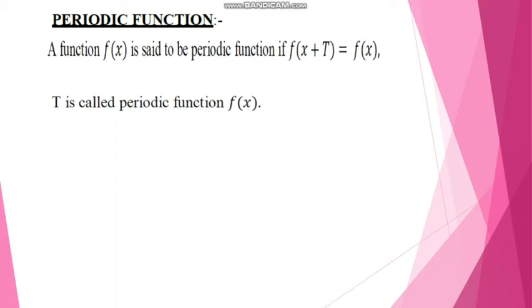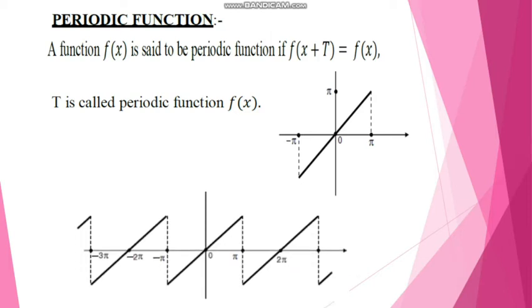For instance, one can consider a function f of x equal to x, where x belongs to the interval negative pi to positive pi. You can see the graph of the function f of x equal to x over the interval negative pi to positive pi. It is symmetric about the origin. Why? Because it is an odd function over that interval, and it is extended to some other interval. You can see the graph.